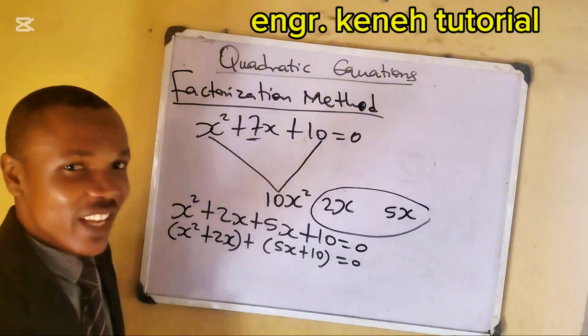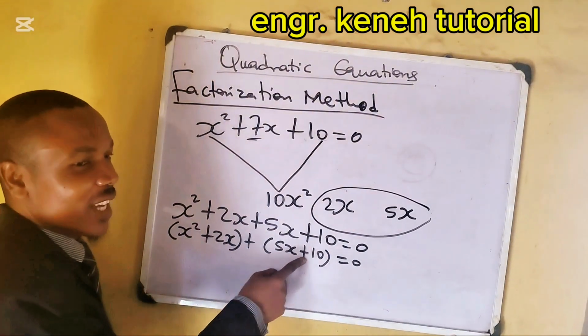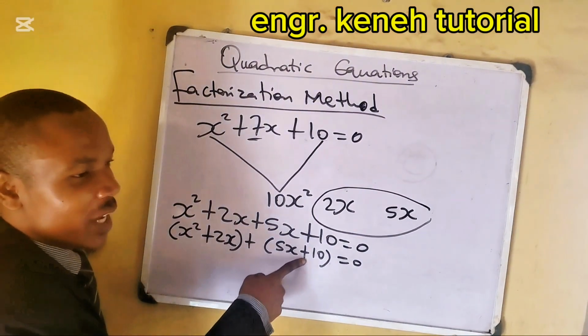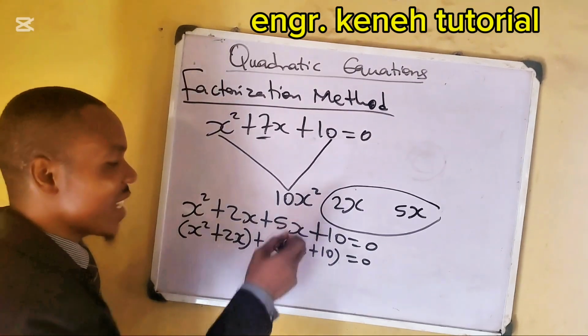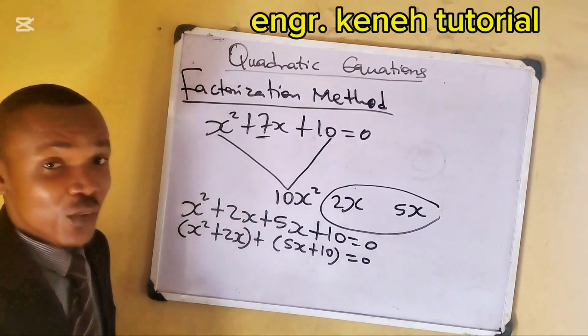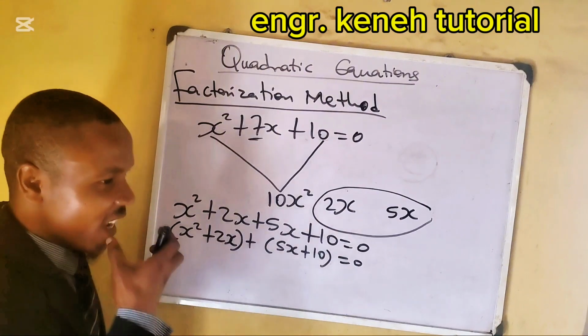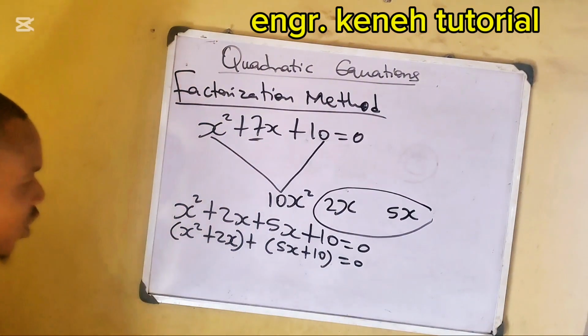Sometimes, especially when you have negative, you may need to alter this. Either you change it from negative to positive or positive to negative, so that when you open the bracket, you get the same thing. But this one that we have positive all through, such case is not here. All right, so we have something like this.